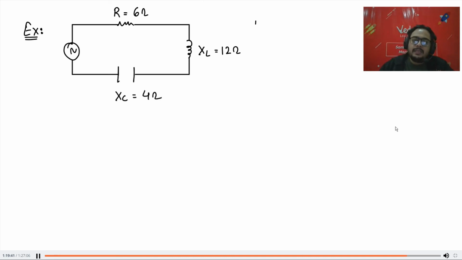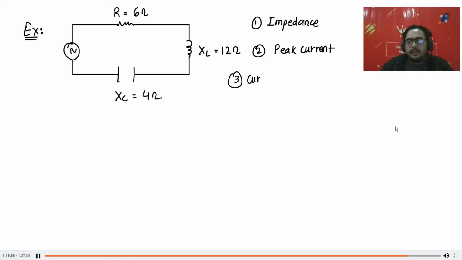First thing we ask is the impedance of the circuit. Second thing I ask is the peak current in the circuit. Third thing I ask is the current as a function of time. First, just tell me, will the circuit be slightly capacitive or slightly inductive? Just answer that.